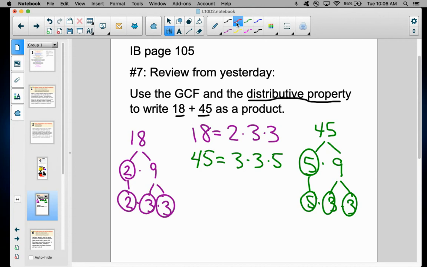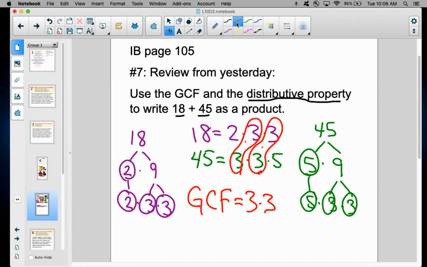Now the fun part happens. We get to circle what's the same. There's two numbers that are the same. So to find the GCF, we take one number from the first circle, one number from the second circle, multiply them together, and we get a GCF of 9.